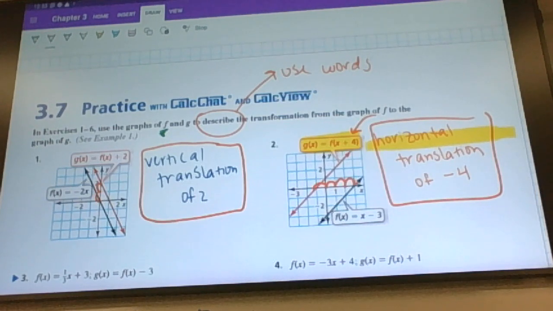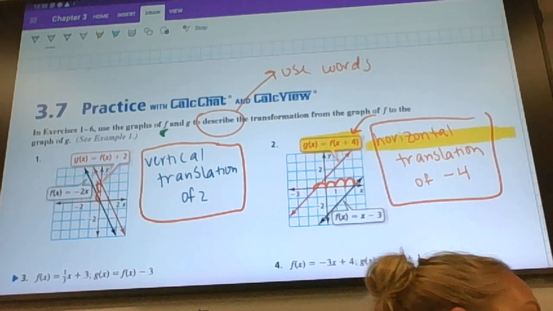Right, look at this. Maybe you want to take a picture. If it happens after, you move up or down. If it's inside, you move left or right. Wait, and it's opposite. Opposite. Oh, opposite. That one's opposite.